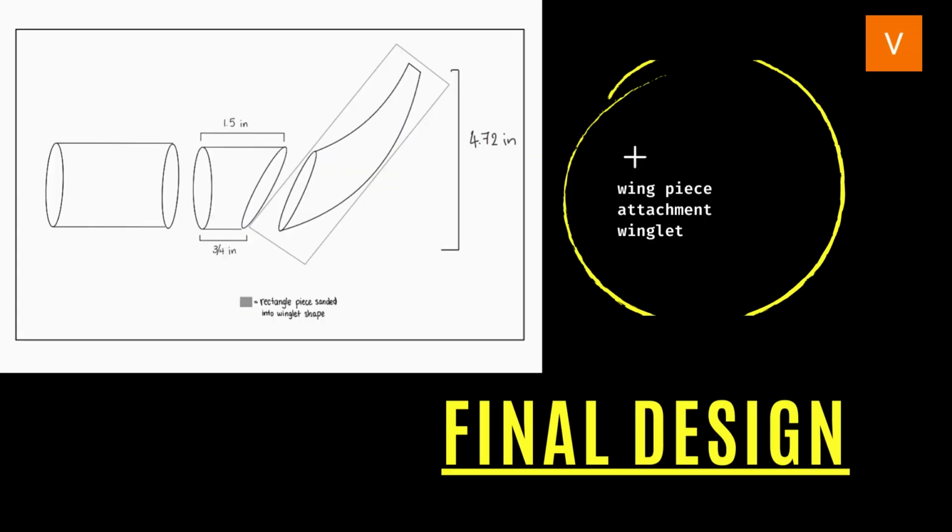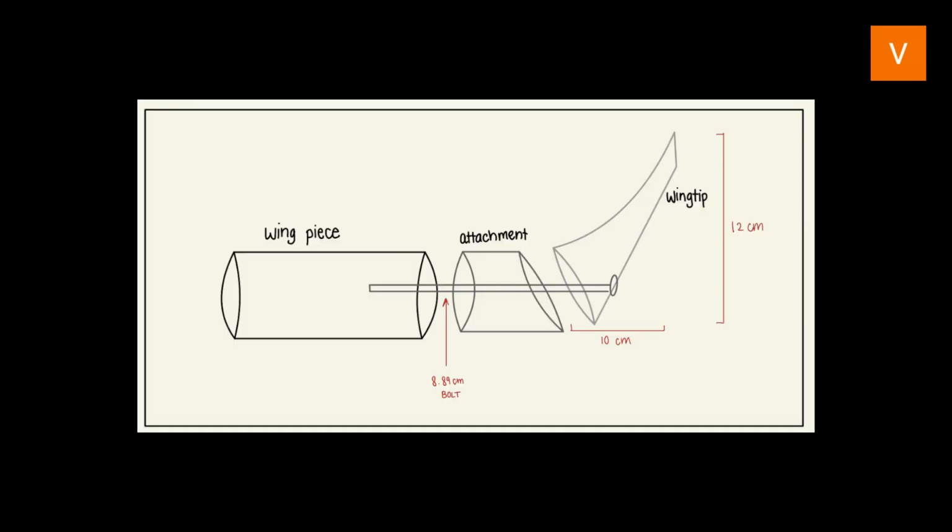Our preliminary design included 2 pieces, the attachment piece and the wingtip piece. The attachment piece and wingtip piece were glued together. Then we drilled a hole horizontally through the winglet and used screws to secure the winglet to the wing piece.